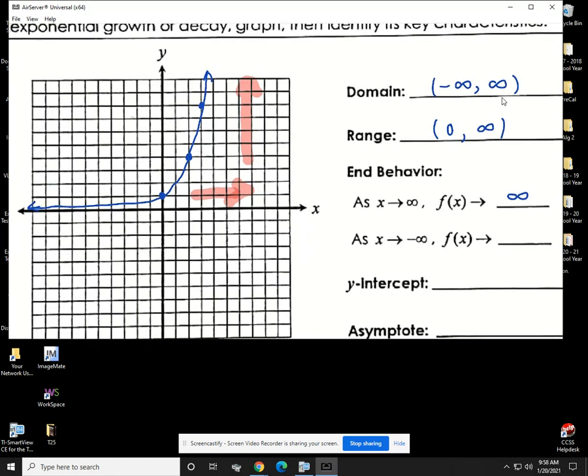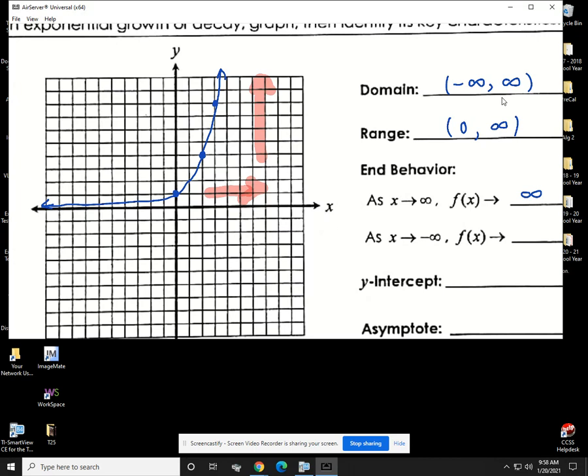Now again, look at this next one though. As x is going off to the left, what's y approaching here? 0. Remember, it's always approaching the asymptote. So my end behavior is unlimited in one direction, limited in the other. Okay? Does that make sense? That's a pretty easy concept, hopefully.